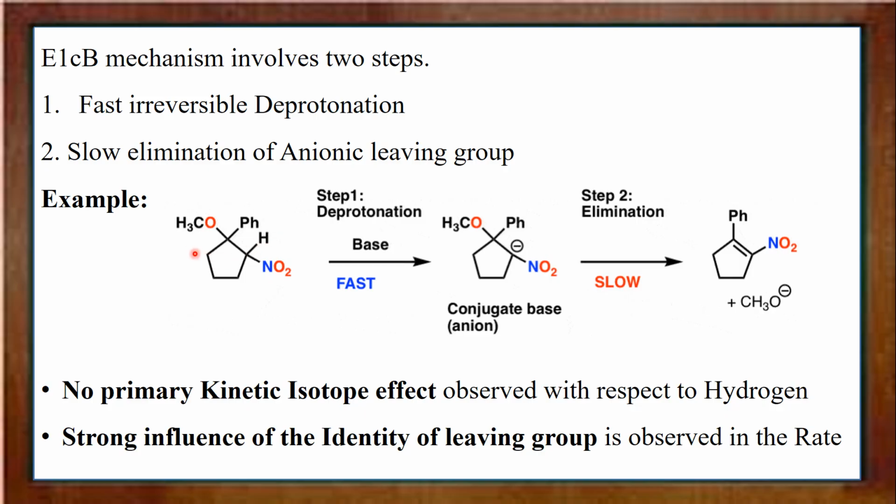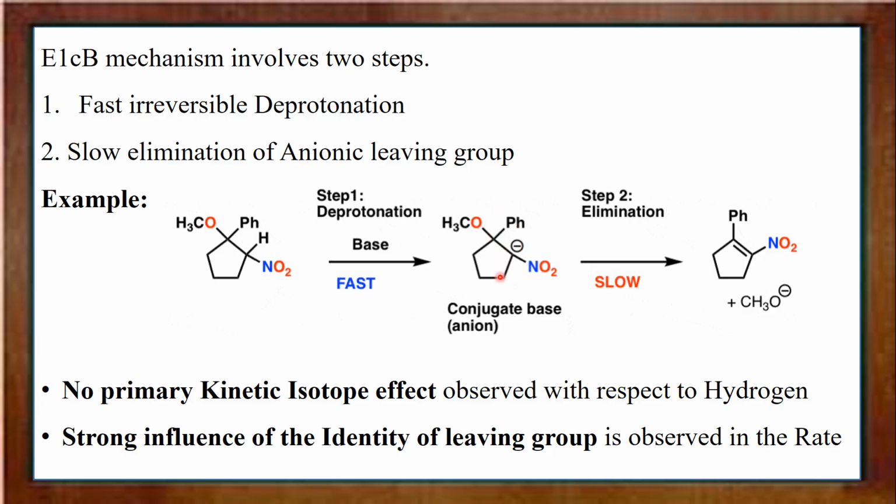So here also there is beta hydrogen, but we prefer this hydrogen because this beta carbon is connected to an electron withdrawing nitro group. So when we add a strong base, it removes this beta hydrogen at a fast rate, resulting in the formation of a stable carbanion. Why am I saying stable? Because this minus charge is connected to a minus R group, the nitro group. Therefore, this carbanion, the conjugate base of this molecule, is stable.